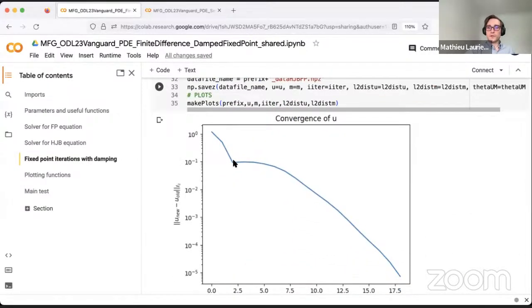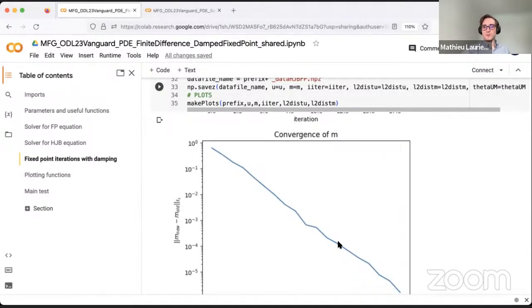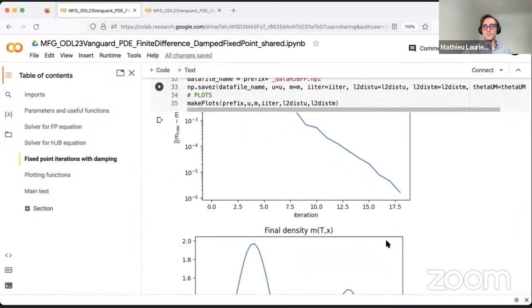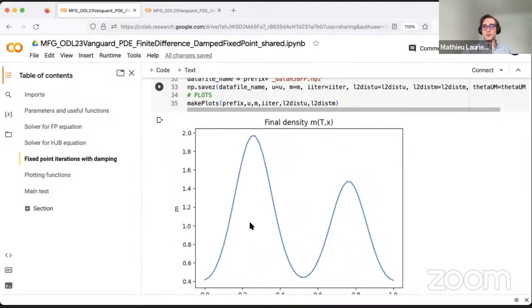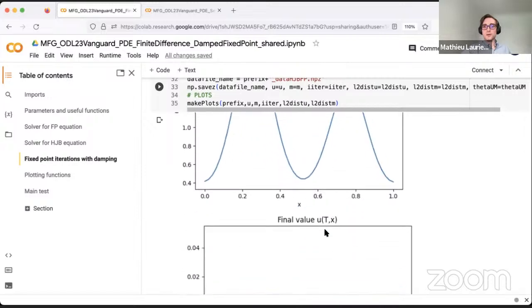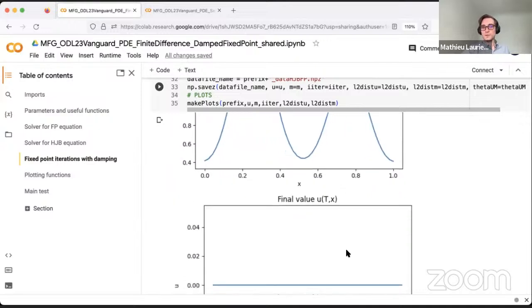So you see that the difference between two iterations, at some point it decreases, then there is a kind of plateau, and then it decreases and it finds its way towards a good solution. And the convergence for M is in some sense more straightforward. This is the final density that you get, and as expected, it's concentrated here and here, even though the terminal cost is zero. So the density is concentrated here and here because of the running cost, not because of the terminal cost.